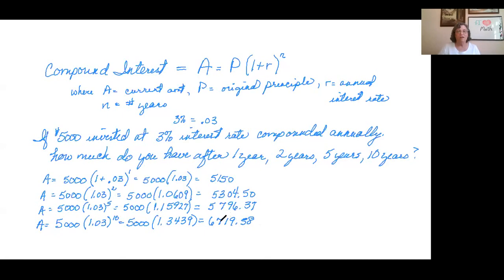So that's pretty good. By the end of 10 years, we have actually increased our original amount by over 1/3, since this would be the equivalent of getting over 34% interest. Not bad, huh?